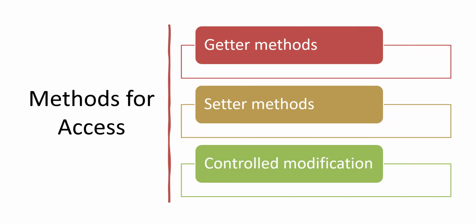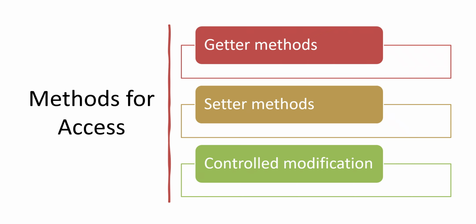Finally, this slide summarizes methods for access: getter methods, setter methods, and controlled modification. Getter methods are used to read private data safely. Setter methods are used to modify private data with validation. This ensures controlled access to sensitive information.